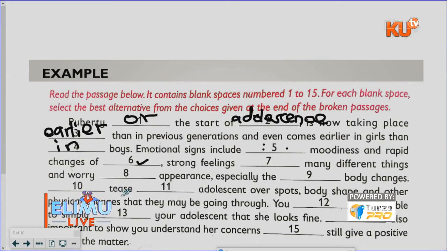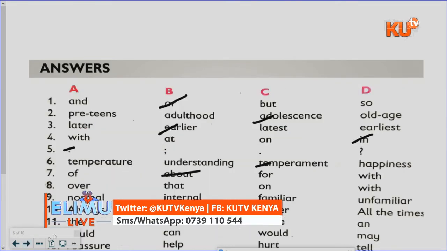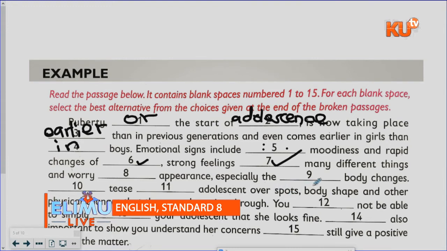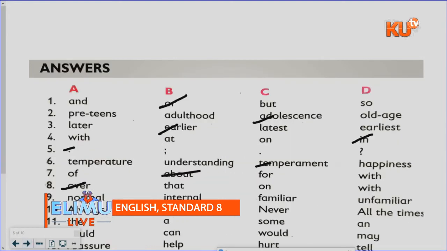8 says, and worry dash, about many different things, and worry dash appearance, and worry over appearance, and worry that appearance, and worry on appearance, and worry with. Worry, we say worry over appearance. 9, the question is asking, especially the dash body changes: especially the normal body changes, especially the internal body changes, especially the familiar body changes, especially the unfamiliar body changes. It is the answer there.